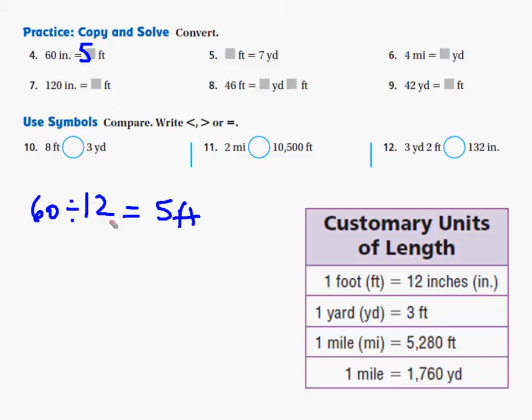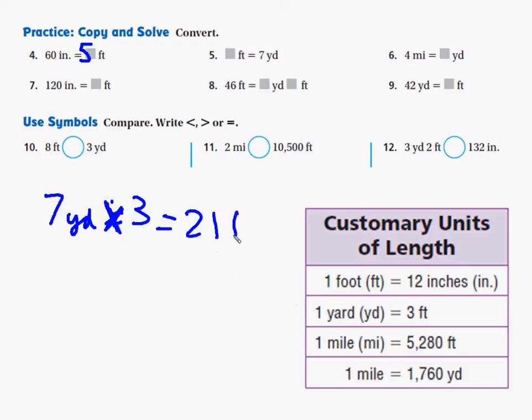Now, our next problem is feet to yards, or yards to feet. Actually, they just put the blank in the beginning. So I'm going to switch this around. 7 yards equals blank feet. Now, if we're going from yards to feet, yards are bigger than feet, so that's big to small. If you show that with your arms, you'll know that you need to multiply 7 yards by how many feet are in a yard. So how many feet are in a yard? 3. 7 times 3 is 21 feet. So that's 21.